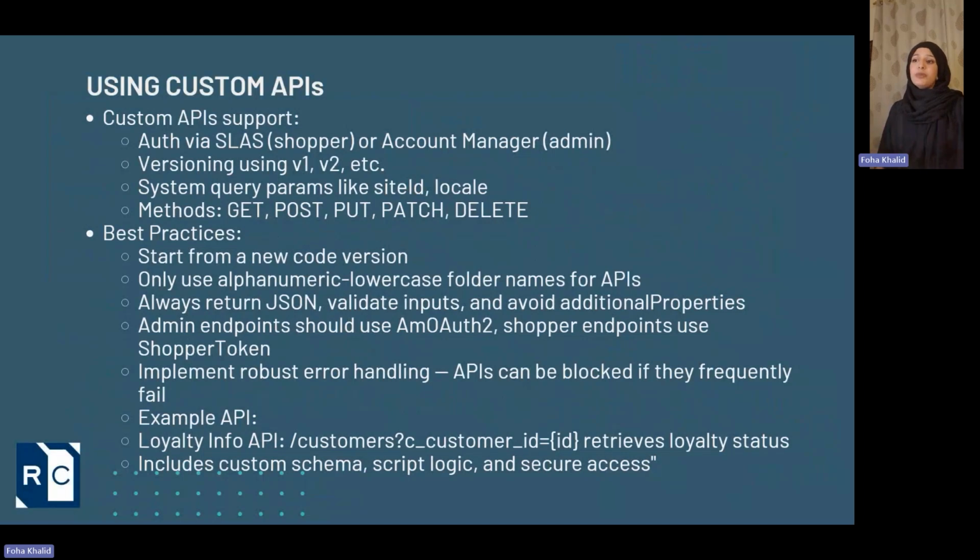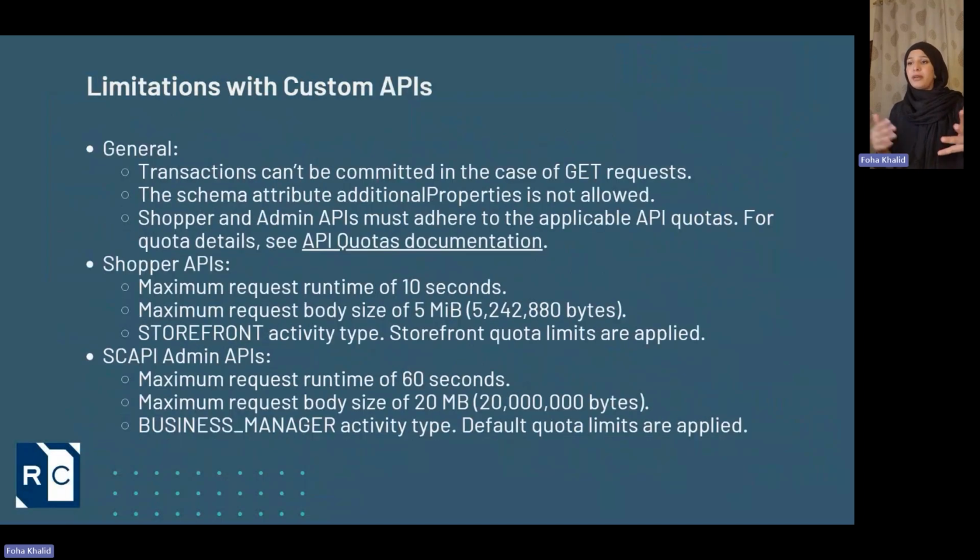There are some limitations with custom APIs. Generally, the first is that transactions can't be committed in the case of GET requests, so you want to make sure you're using put or patch. Again, additional properties are not allowed, so you're going to have to make sure that all of your properties are defined.